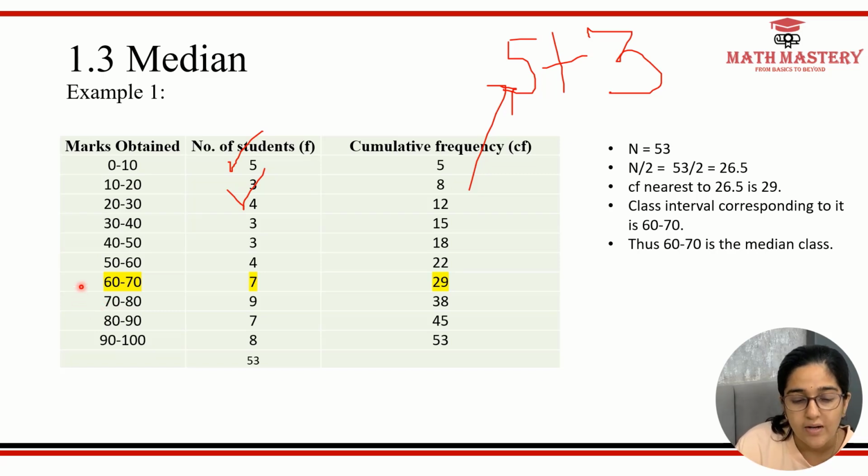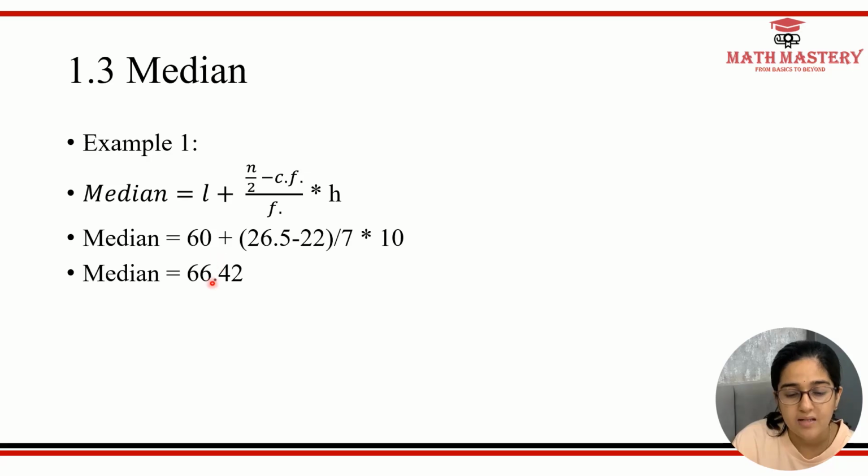Once you have identified the median class, now using the formula of the median, L plus n by 2 minus CF by F multiplied by H, where L is 60, and substituting all the values of the variables, we get median equal to 66.42. So the conclusion is that the median marks are 66.42.